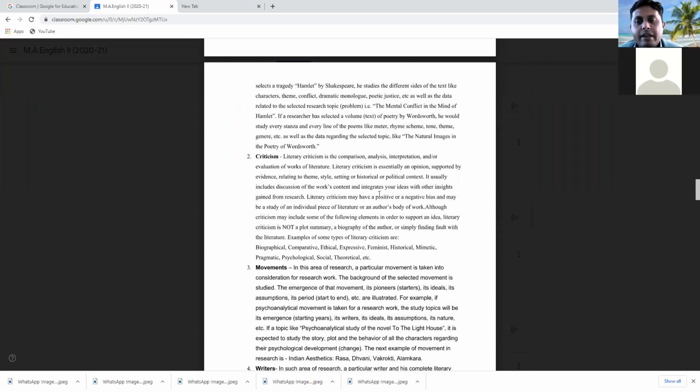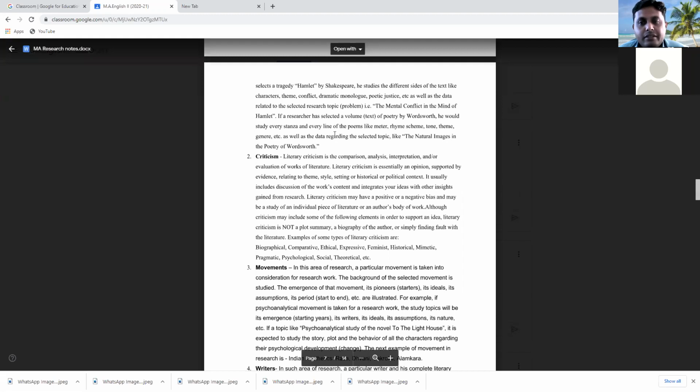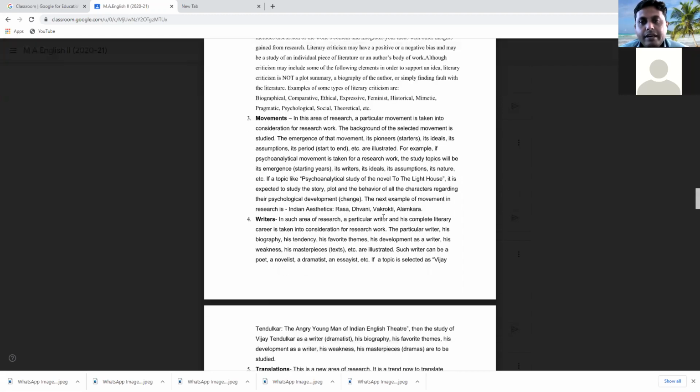So, social analysis, theoretical analysis, comparative analysis, like a comparative study of Hamlet and Natsamrat in Marathi. It becomes a matter of critical study. So this comes under criticism.